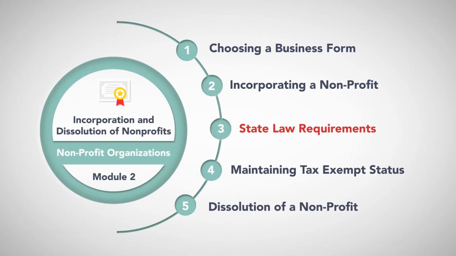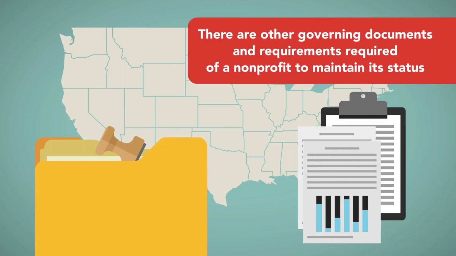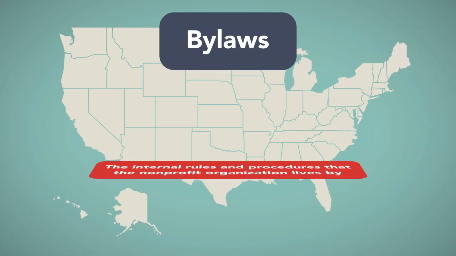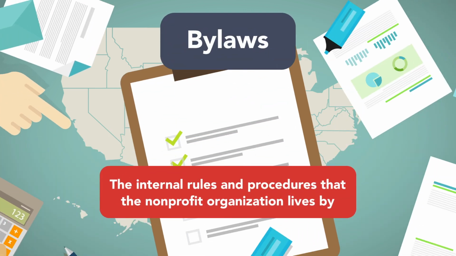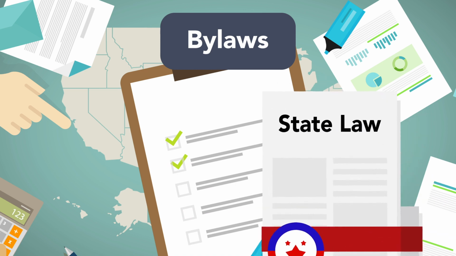State law requirements. In addition to filing articles of incorporation with the Secretary of State, there are other governing documents and requirements required for a nonprofit to maintain its status. Bylaws are the internal rules and procedures that the nonprofit organization lives by. These must typically be drafted and maintained according to state law.